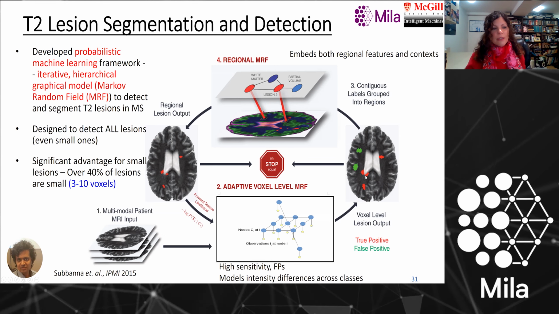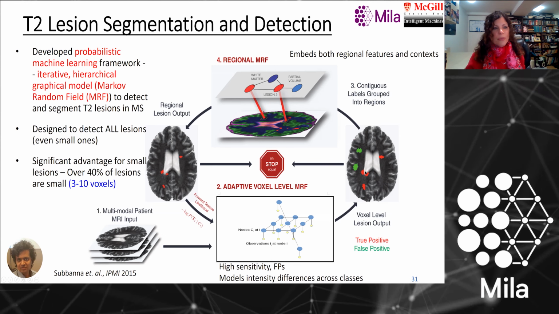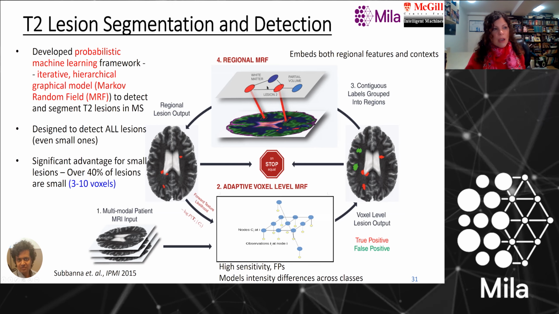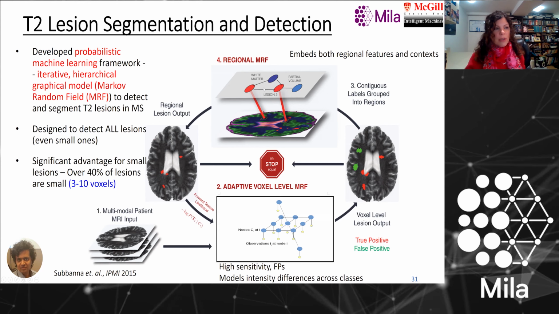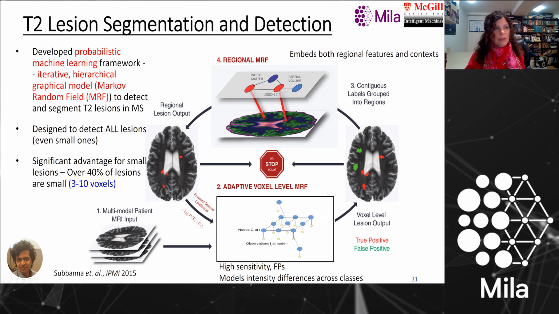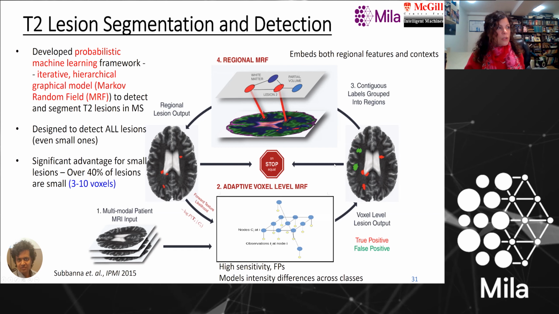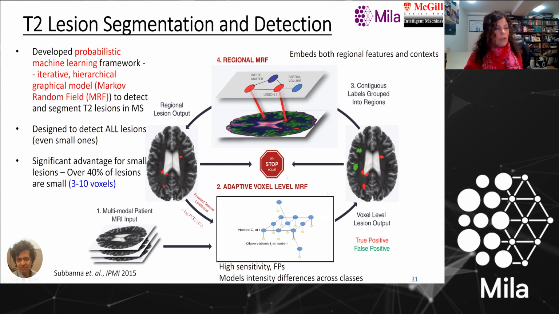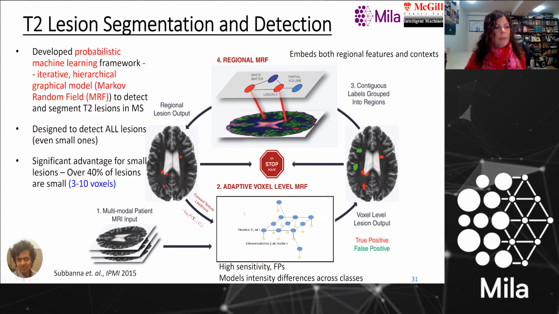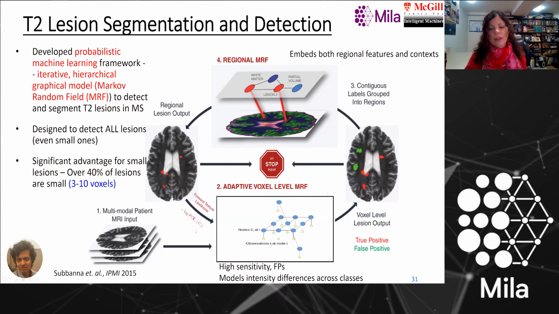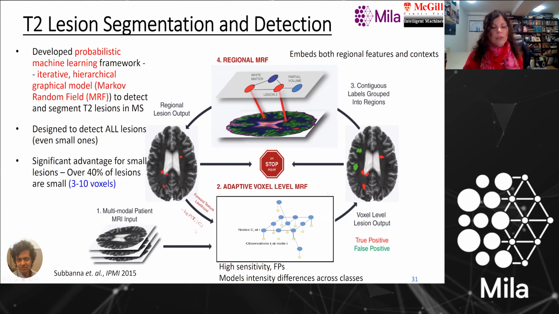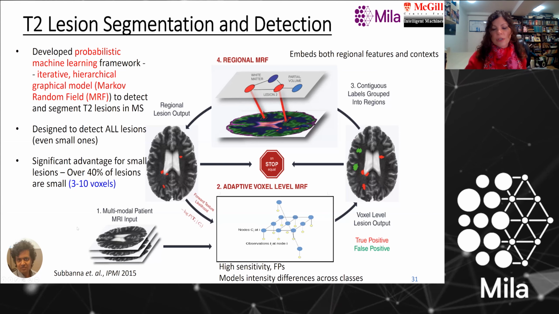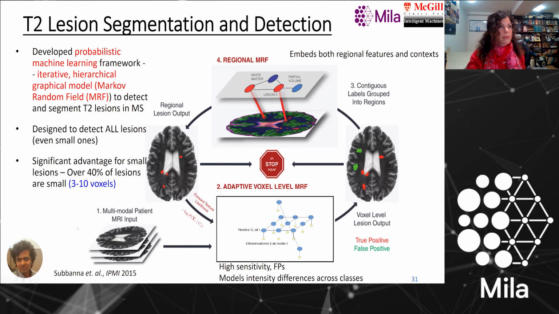They're grouped into candidate lesions on the image, and then a higher level graphical model takes relationship to neighboring structures into account probabilistically, as well as the intensities of the group. So the idea here is that we're designed to be very, very sensitive and to detect all the lesions, even the small ones. And the method was shown to have significant advantage, particularly for small lesions, which make up a very large proportion of the lesions in the context of clinical trials.